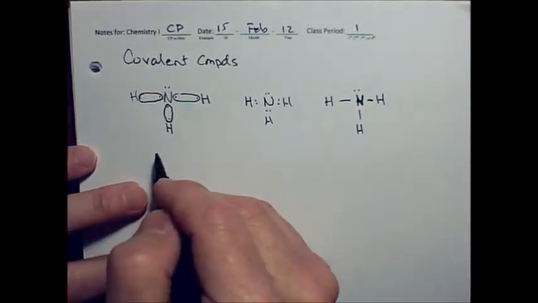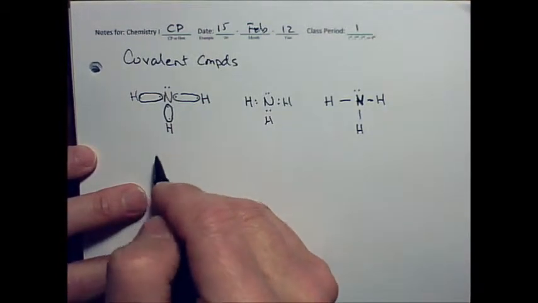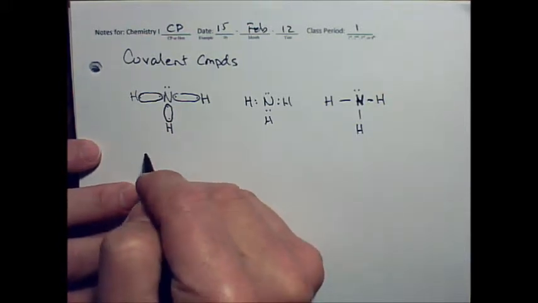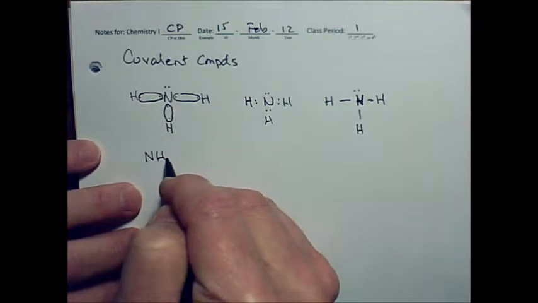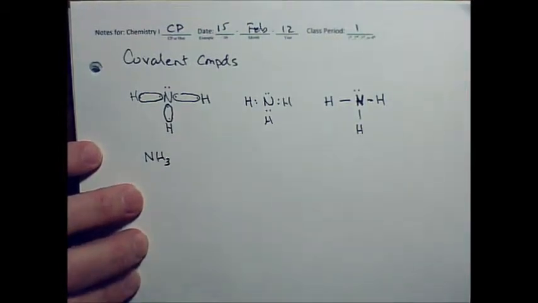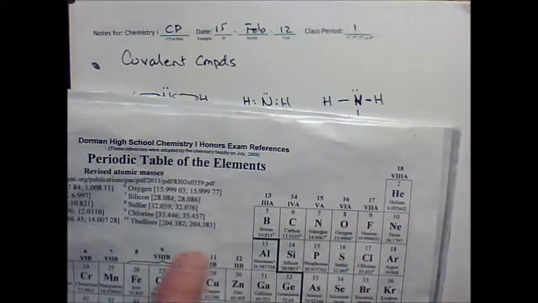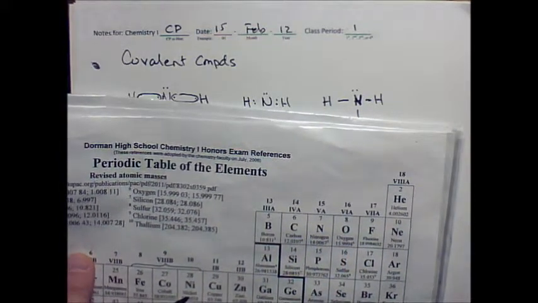Well, the formula itself, the chemical formula, what sometimes is called a formula unit, is just NH3. Okay? 1 nitrogen and 3 hydrogens. The question is, how do we know which element to put first? We always put the element that's to the left on the periodic table first.